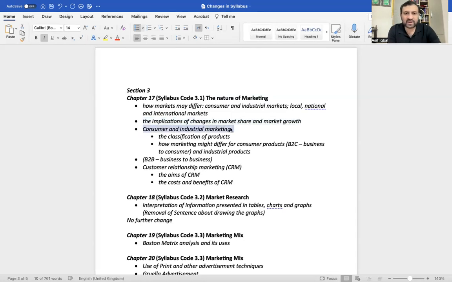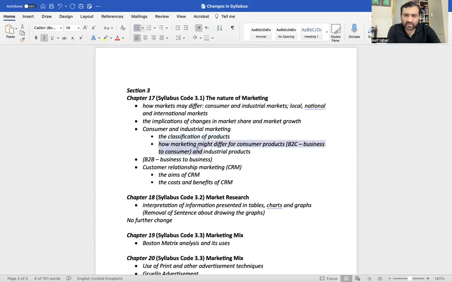Consumer and industrial marketing has been added specifically. In this, we need to identify the classification of the product. There are a few types of consumer products. We need to know that. There are a few types of industrial products. We need to know that. There are 3 types of both, indeed.